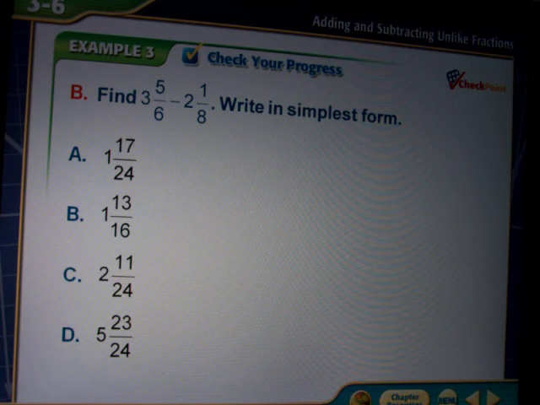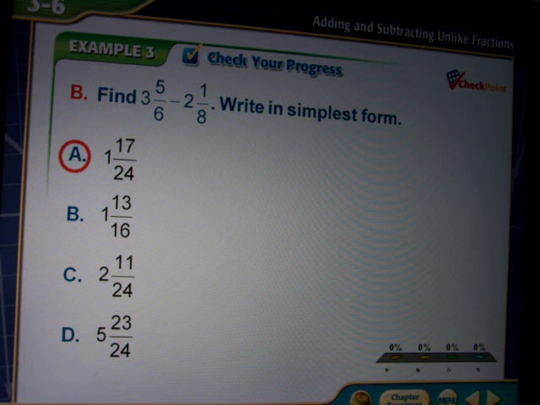Now you're going to find 3 and 5/6 and subtract 2 and 1/8 and write that in simplest form. So answer A, 1 and 17/24, B, 1 and 13/16, C, 2 and 11/24, D, 5 and 23/24. And your answer is A.